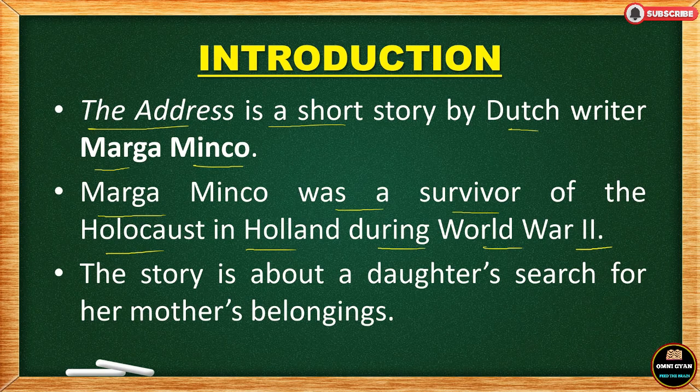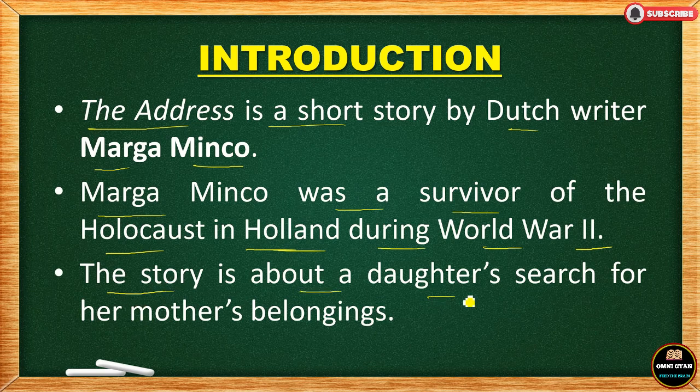When I explain the story and when you read the story, you'll see that it is a bit autobiographical. There are autobiographical elements. That means her life is somewhere related to the story. She is a survivor of the Holocaust. Holocaust is the mass killing of people, and it happened in Holland during World War II. And she survived that Holocaust period.